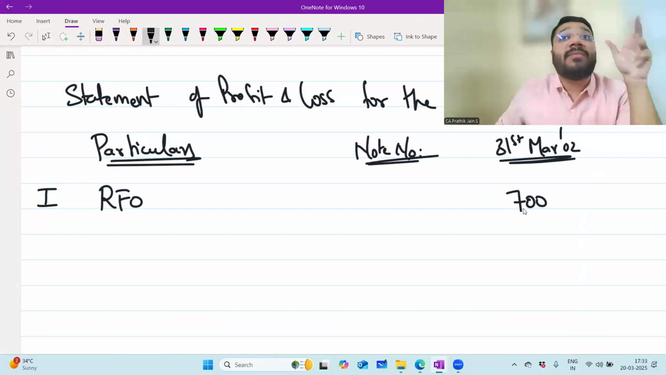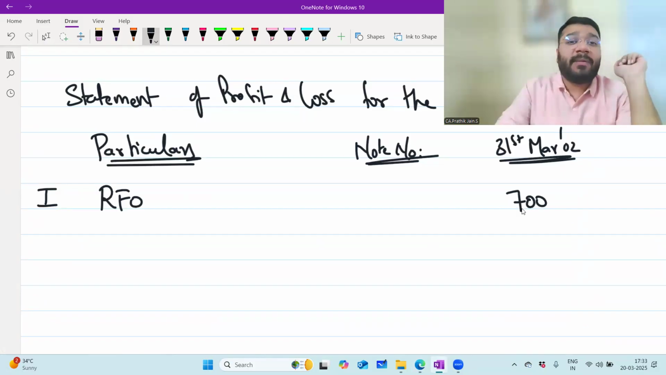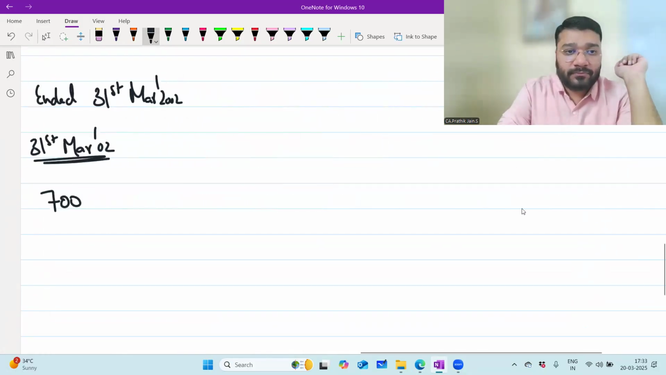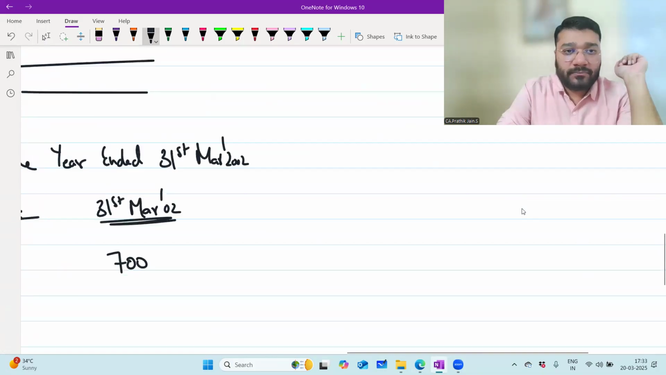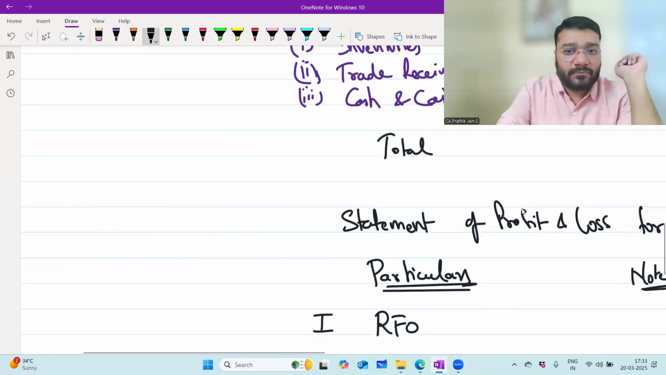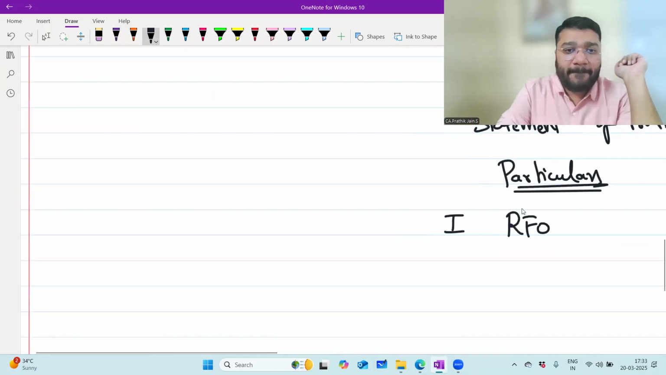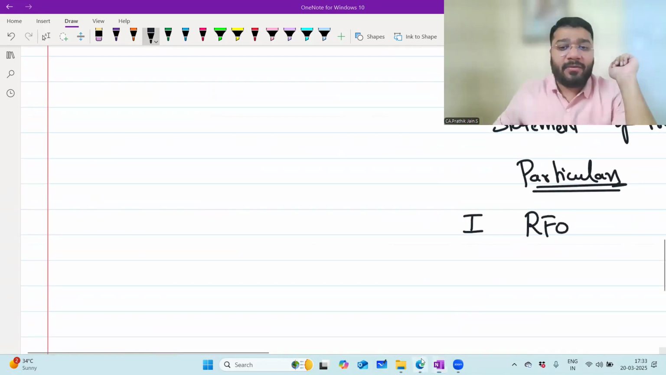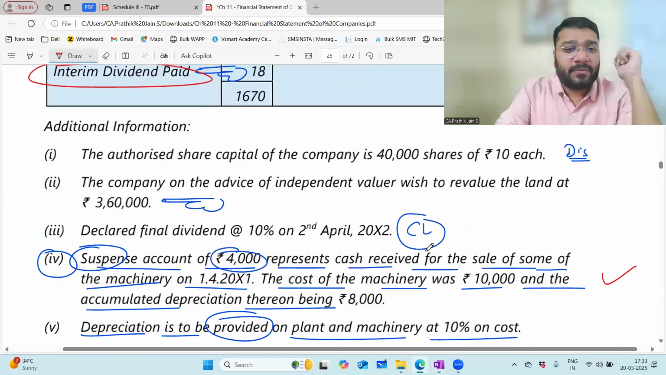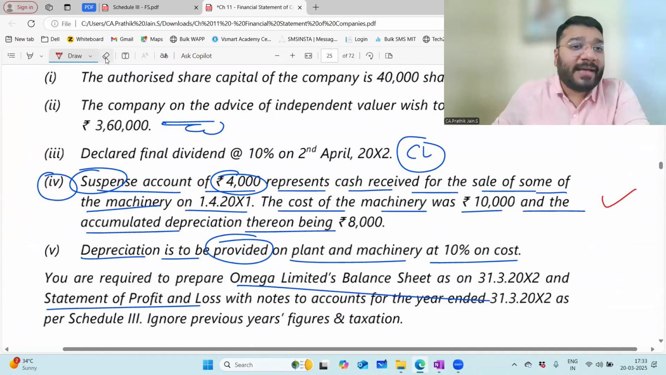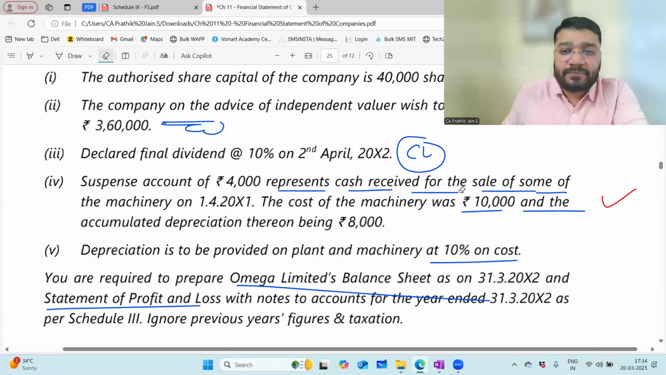Other income is there or not? We have to see. So for that, we have to prepare a working note. I didn't leave space here. This is profit and loss on sale of asset. Asset means you go to other income only, no?